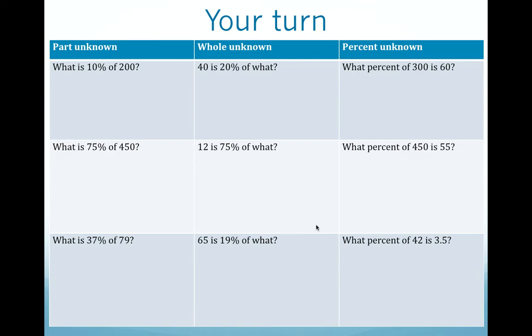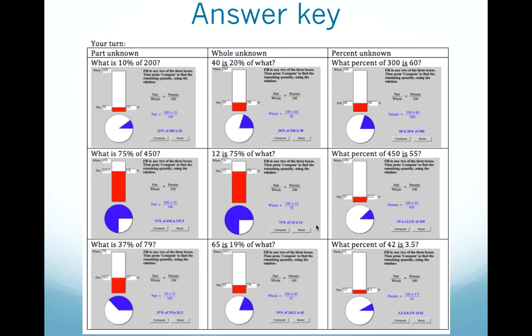Your turn. Here are 9 problems. Left column is unknown part, middle column unknown whole, and last column unknown percent. Pause the video, try all 9, and when you're ready, you can go to the next slide and check your answers.